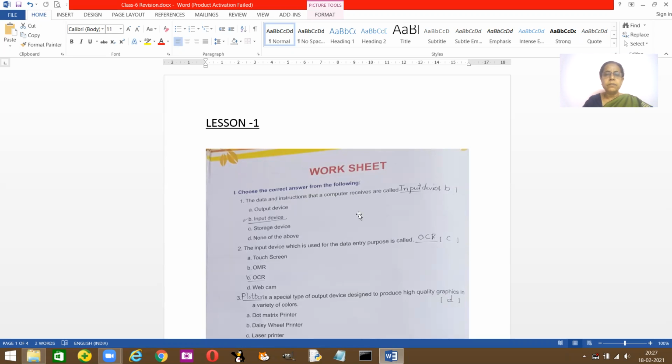The second one, the input device which is used for the data entry purpose is called as the OCR, optical character recognition. Dash is a special type of output device designed to produce high quality graphics. So the best printer that you have is the plotter printer, which gives you high quality graphic printing on paper. Actually, it's a type of photo paper.